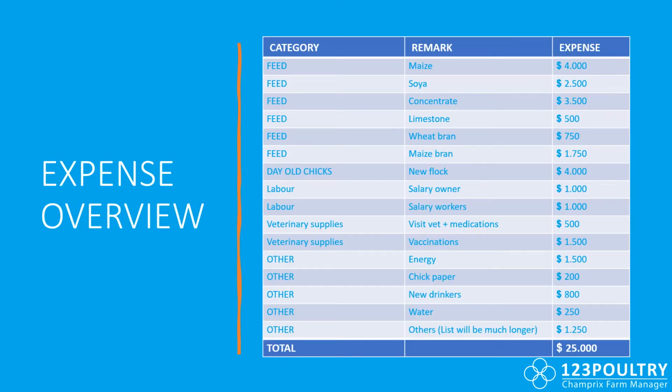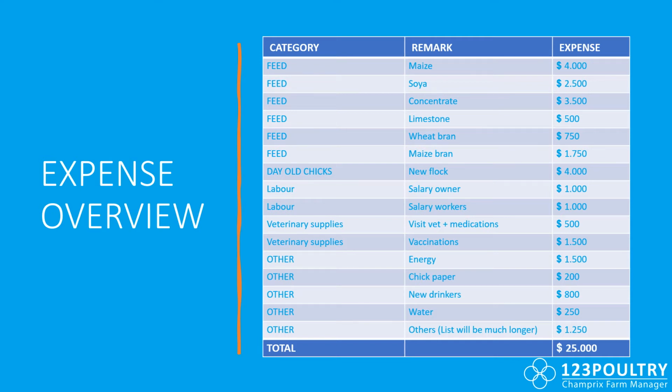Here we have the expense overview. Some of you might recognize it from the earlier video. It's basically a summary of all the expenses that occur on a farm. It's somewhat simplified for demonstration purposes. So we have the categories. There are feed, day-old chicks, labor, veterinary supplies and other. Then under remarks you see the specification, what the expense was, and eventually the amount.